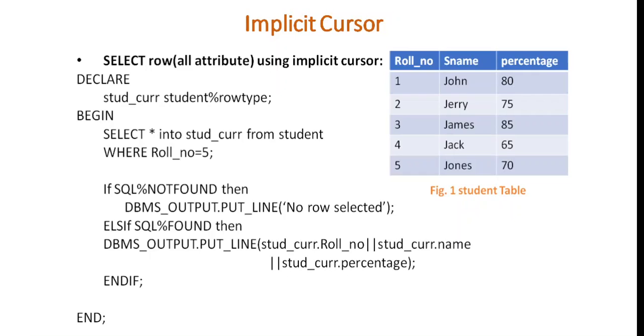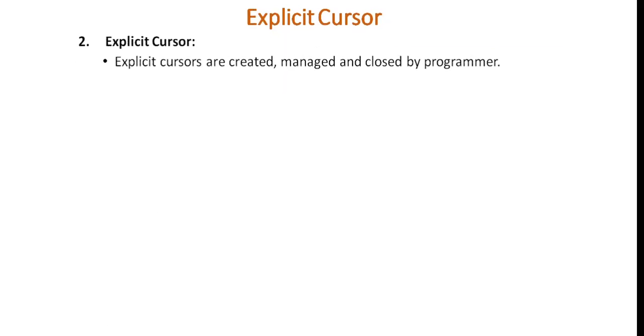So this is the use of implicit cursor in insert, update, delete and select queries. Now we'll see what an explicit type of cursor is. Explicit cursors are created, managed and closed by the programmer. It is opposite to the implicit type of cursor. Implicit cursors are automatically created, managed and controlled by the Oracle database engine, and they are not accessible to the programmer. Whereas explicit cursors are created by the programmer and managed and closed by the programmer.